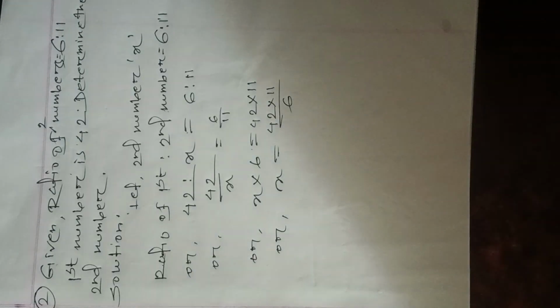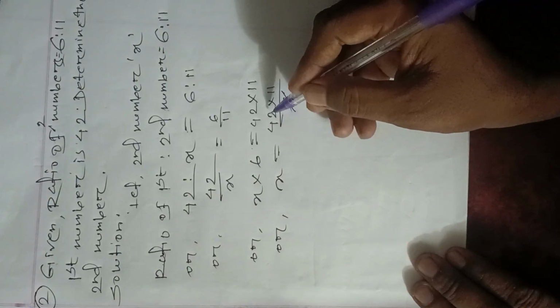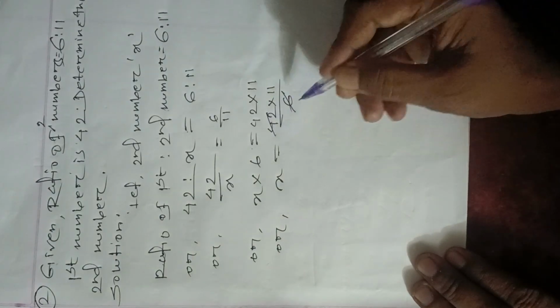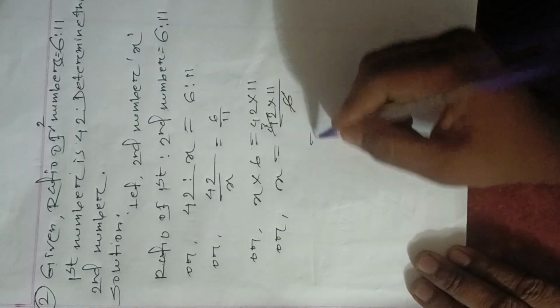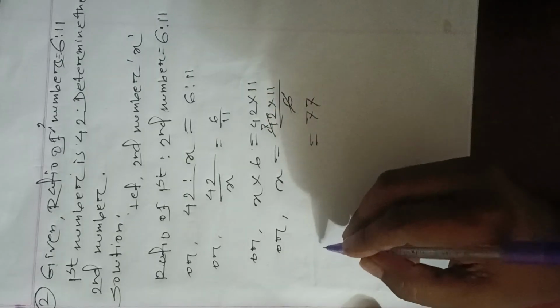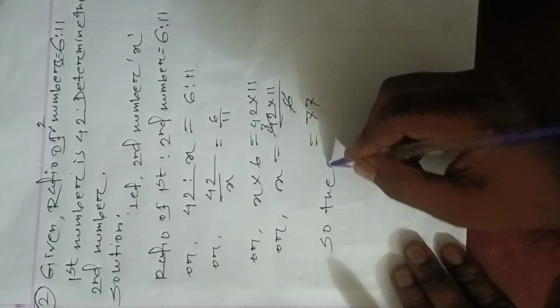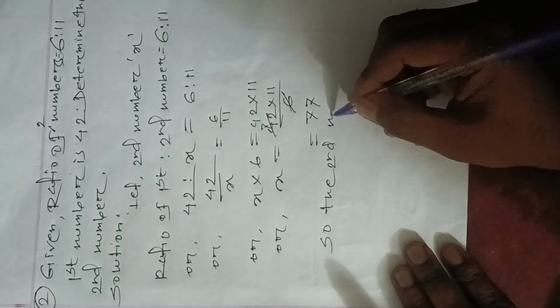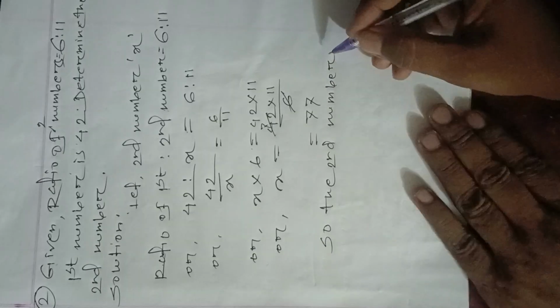Now x equal to 42 into 11 by 6. Now if we cut 42 by 6, it will be 7, as 6 7s are 42. 7 11s are 77. Now we get our second number. So the second number is 77.